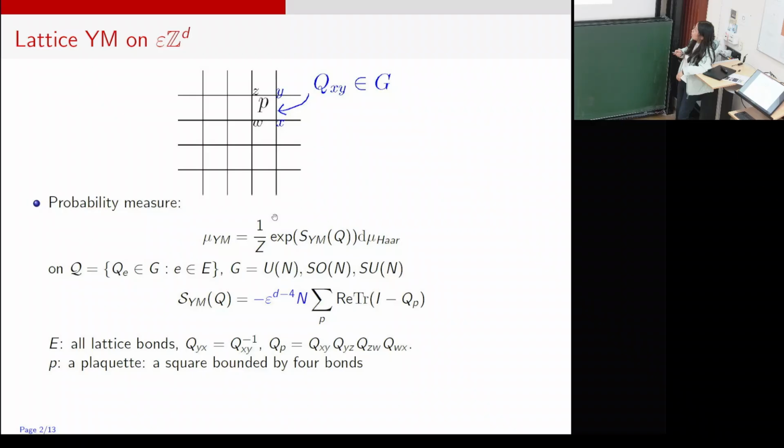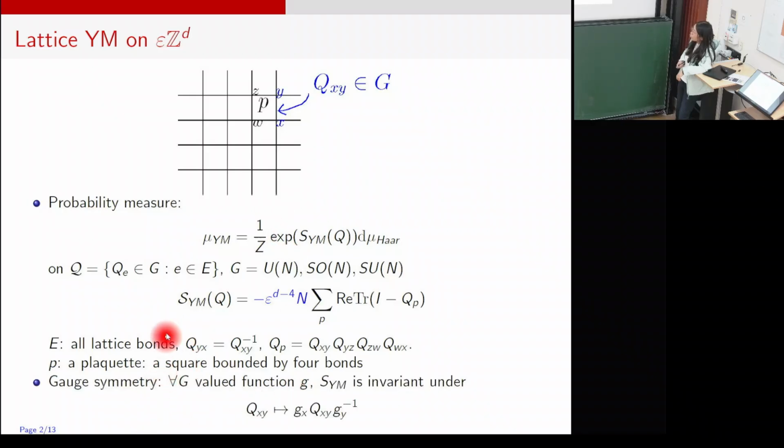An important property, also mentioned in Elias' talk, is the so-called gauge symmetry. In the discrete case, we also have a discrete version of this gauge symmetry property. This means for any g, a Lie group valued function on all the vertices of Z^d, we can do a gauge transform of q_xy. On the left, we multiply by g_x, and on the right, we multiply by the inverse of g_y.